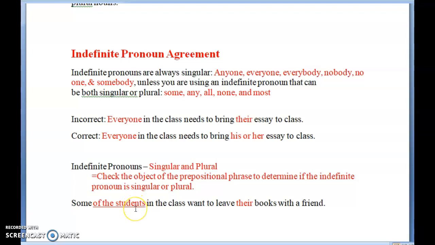If that noun is singular, then the indefinite pronoun is acting as a singular antecedent. In this case, we have a plural noun, so that means some is acting as a plural antecedent, and thus we need a plural possessive pronoun to reference it. So, some of the students in the class want to leave their books with a friend.